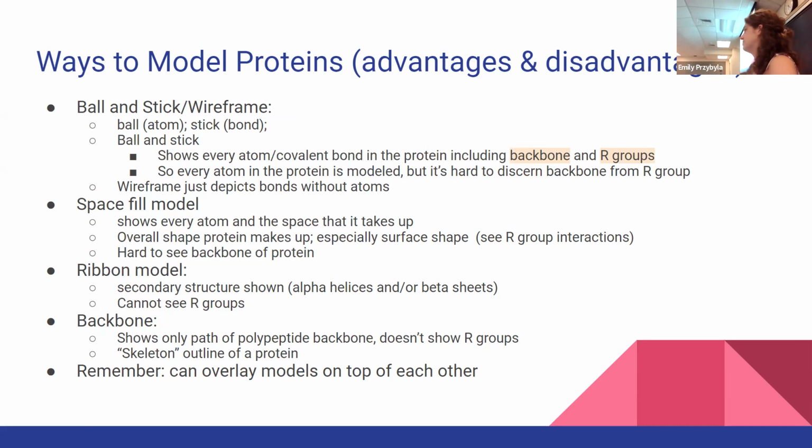Then we have the ribbon model, which is my personal favorite model, and it shows secondary structure. So it shows all of your alpha helices and beta sheets, but you cannot see the R groups. So it's just backbone and secondary structure, which is made of what kind of bonds? Hydrogen bonds. Look at us, we are integrating our knowledge. And then we have the backbone model, which shows only the backbone and not the R groups. It's kind of the skeleton where you just see the backbone. And then you can overlap models if you want, to see different characteristics.